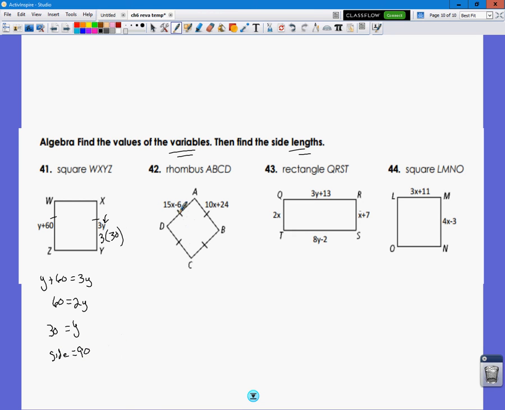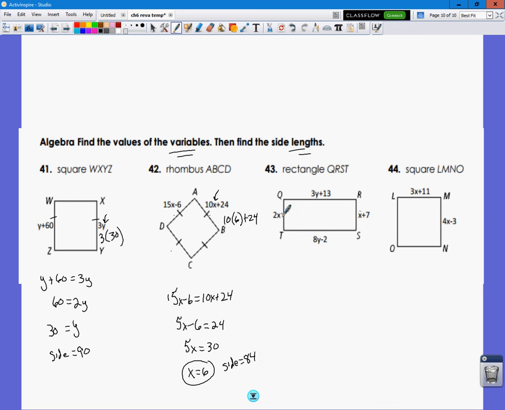90. I know that this is a rhombus, so all the sides are equal. 15x minus 6 is equal to 10x plus 24. Again, solving, I'm going to subtract 10x. Gives me 5x minus 6 equals 24. Adding 6, 5x is equal to 30. Dividing by 5, x is equal to 6. Plugging that back in, 10 times 6 is 60, plus 24 is 84. So my side is equal to 84.